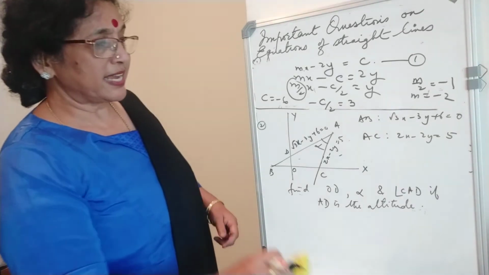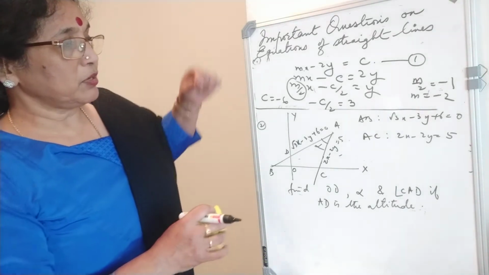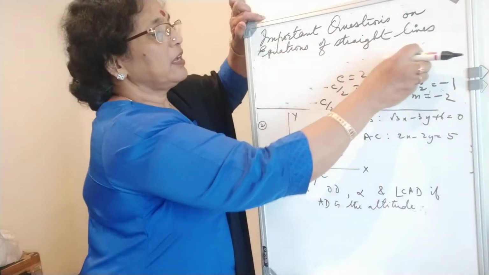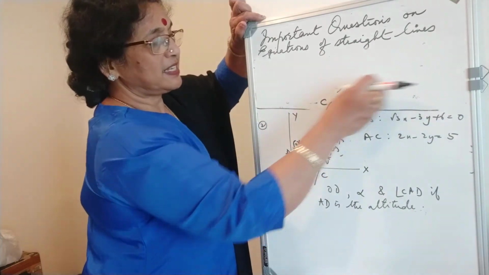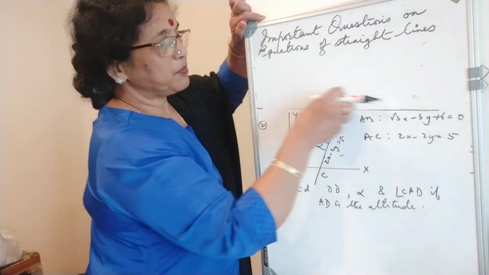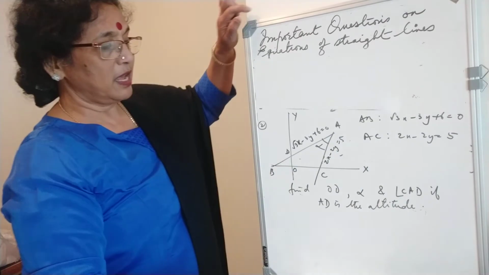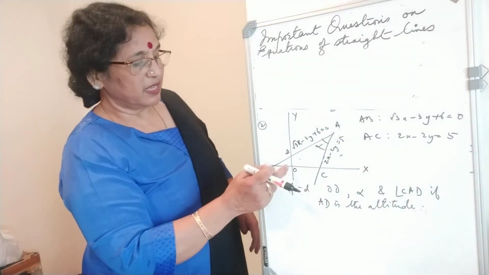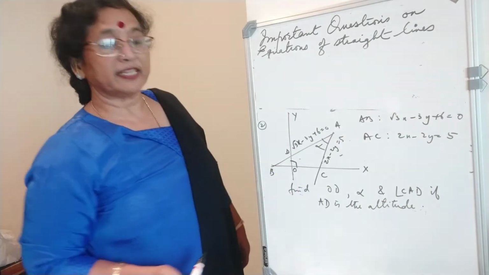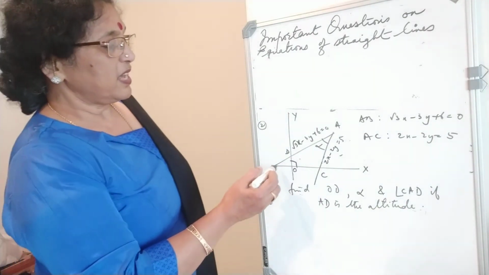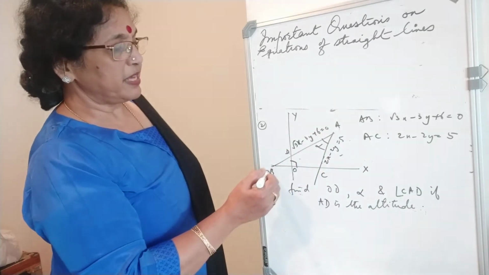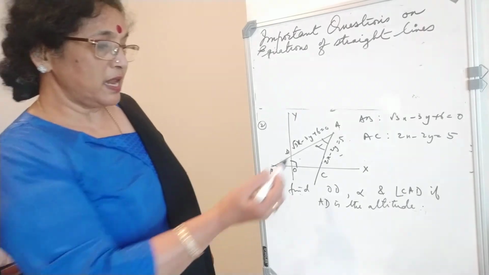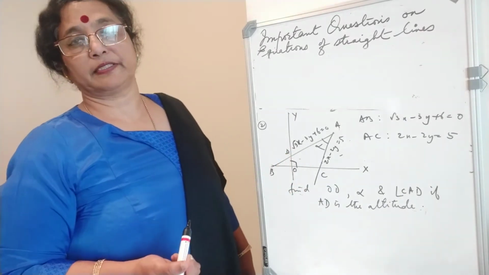Okay, now the second one. Why I did not rub it, because this is a very interesting question. The same type has come 2 or 3 times in ICSE. Okay, the same type of question has come in ICSE, like this diagram. See here, this is the x-axis, this is the y-axis, this is the origin. So you know it's 90. And two lines are given, AB and AC, two straight lines, which are inclined at an angle alpha, which you have to find.